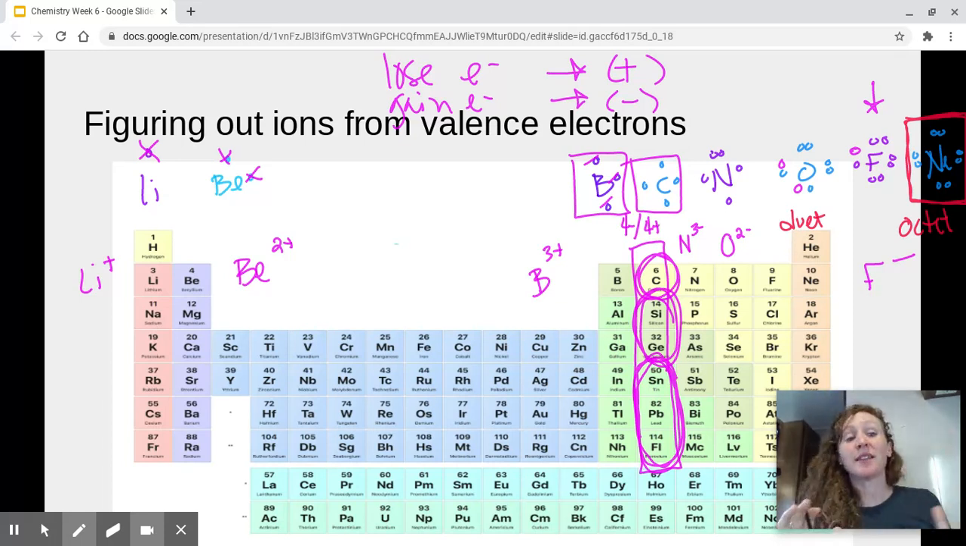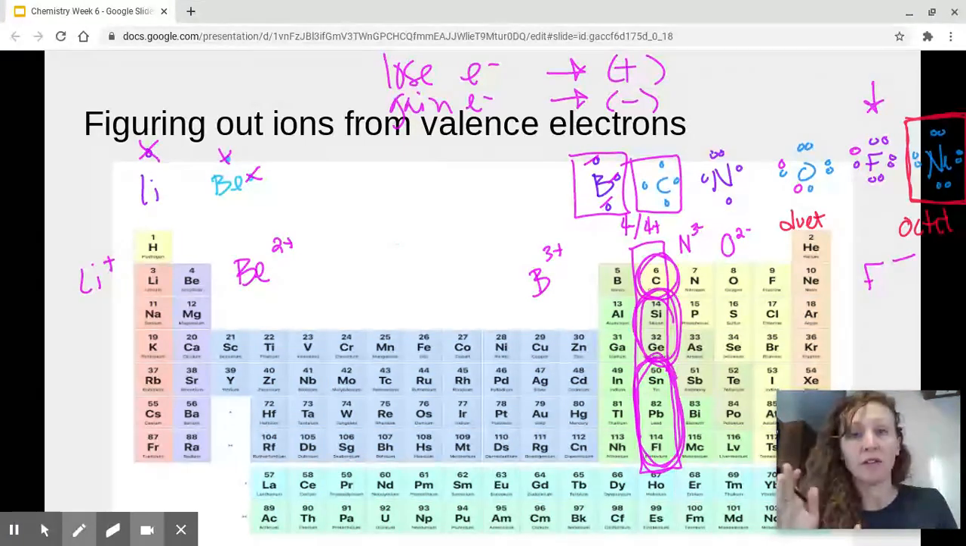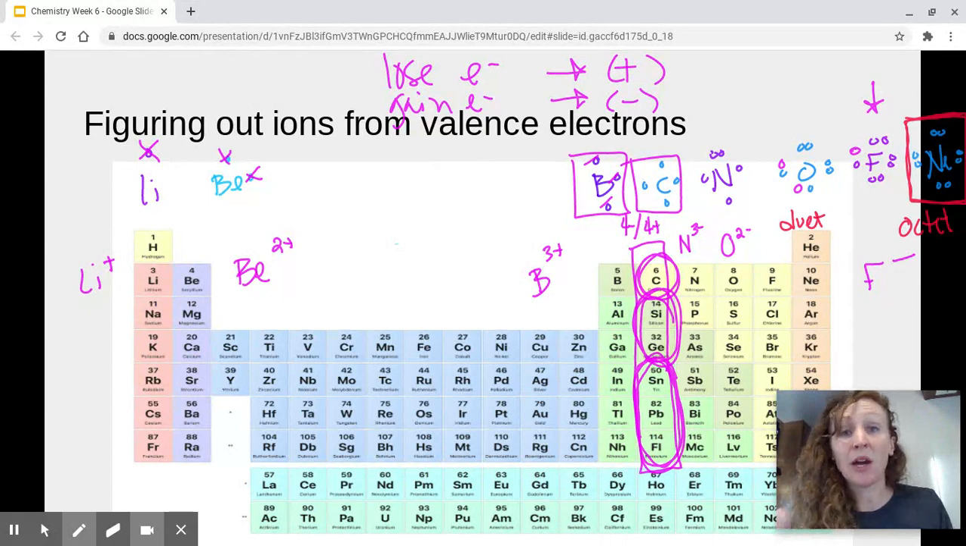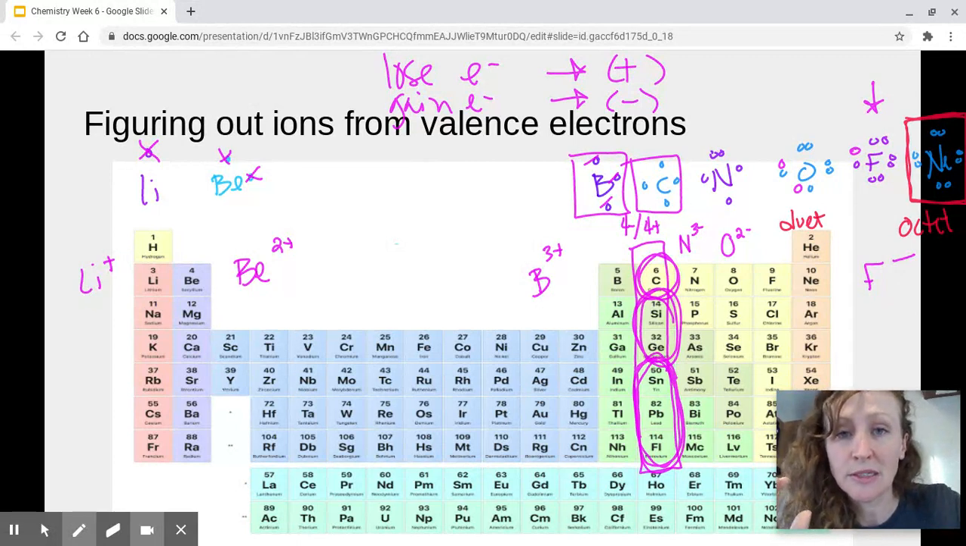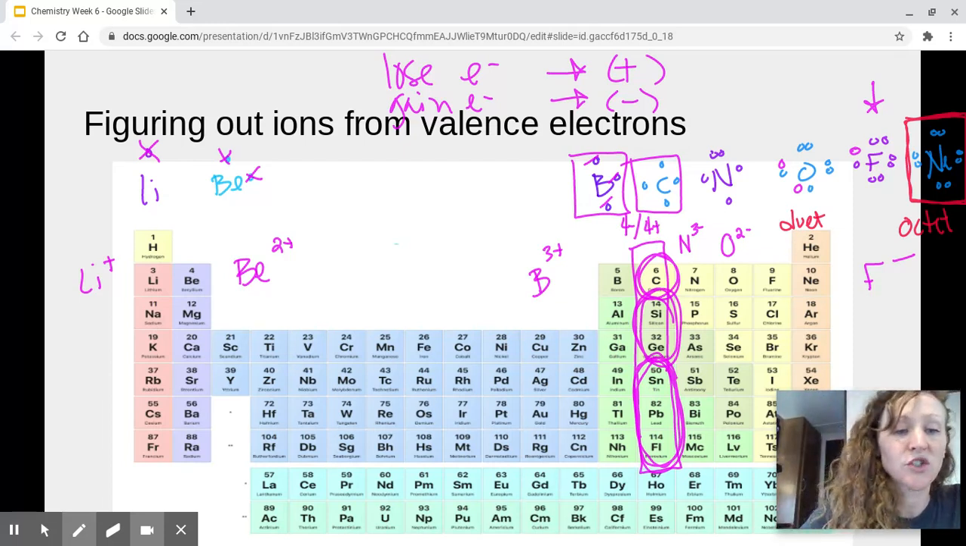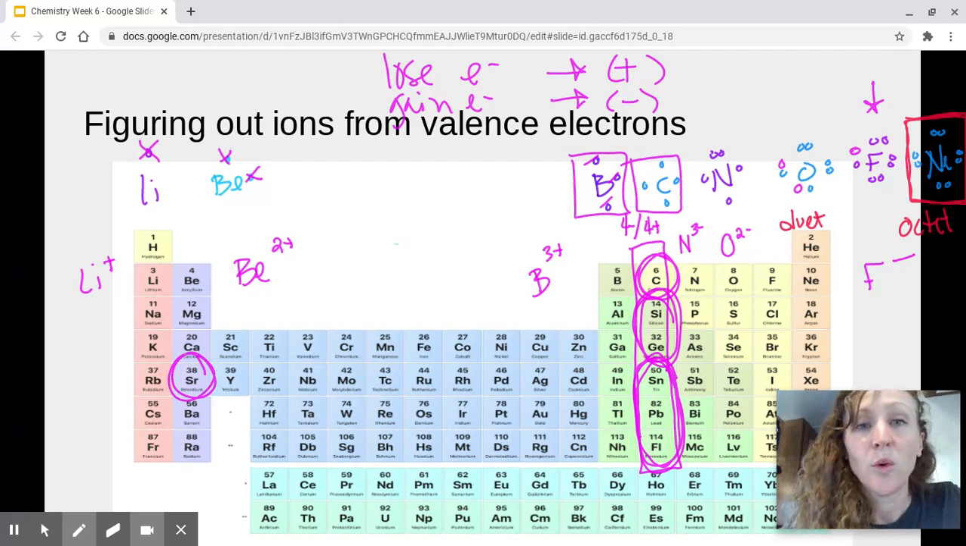Okay, so at this point in time, you know what every family is going to do. We've given you one example from every family, so I should be able to pick out any element from the periodic table, any representative element, because we haven't talked about the transition elements yet, and you should be able to tell me what charge it's going to form. Like strontium, what ion is strontium going to form? And how about iodine? What ion is iodine going to form?